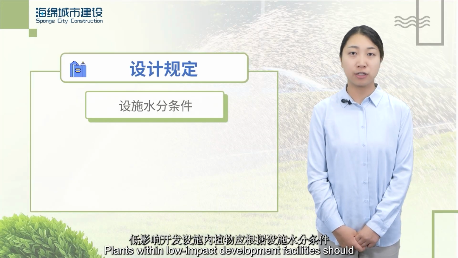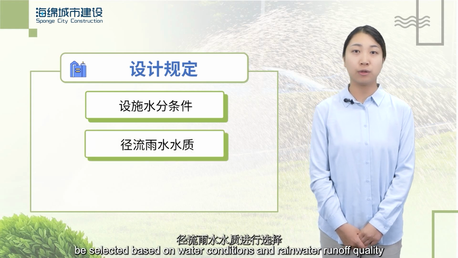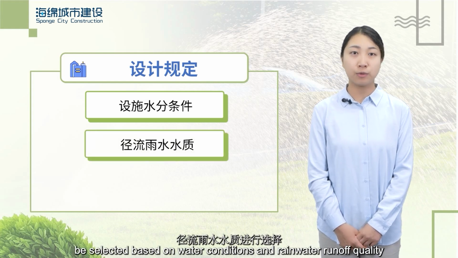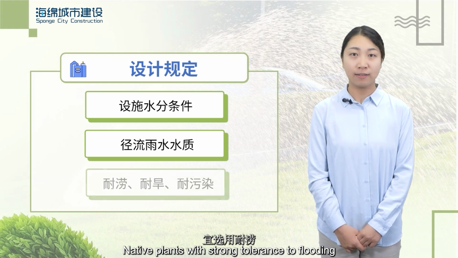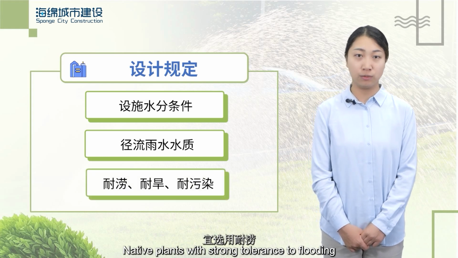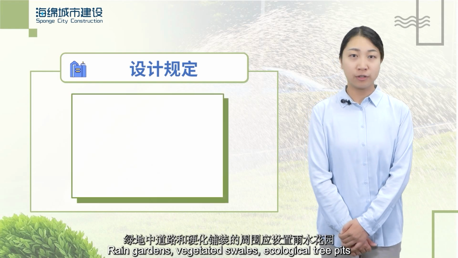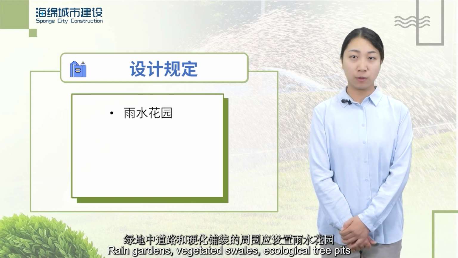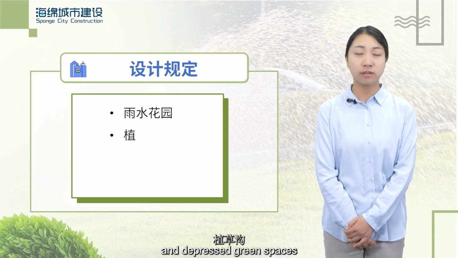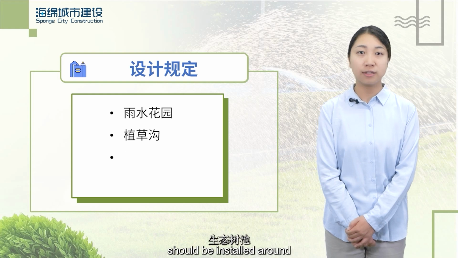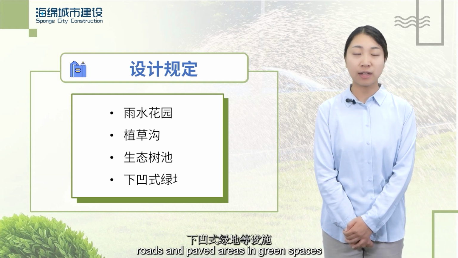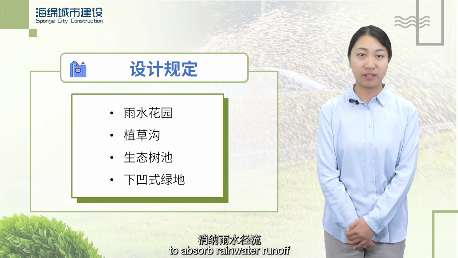Plants within low-impact development facilities should be selected based on water conditions and rainwater runoff quality. Native plants with strong tolerance to flooding, drought, and pollution are preferred. Rain gardens, vegetated swales, ecological tree pits, and depressed green spaces should be installed around roads and paved areas in green spaces to absorb rainwater runoff.